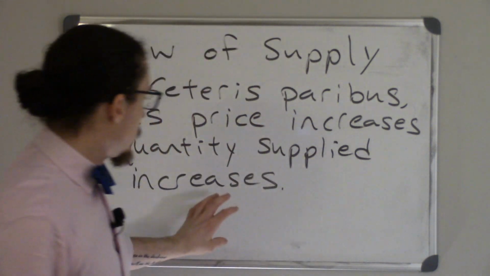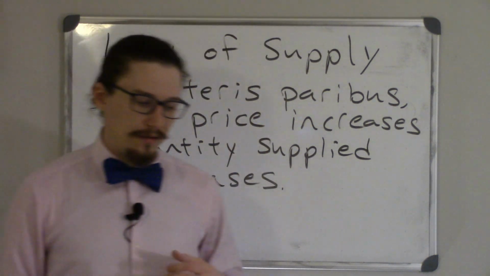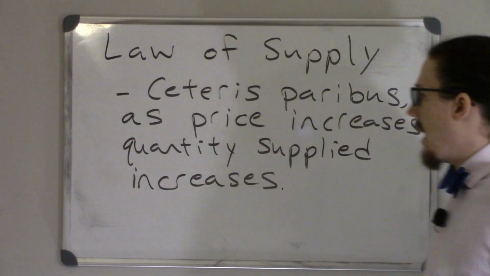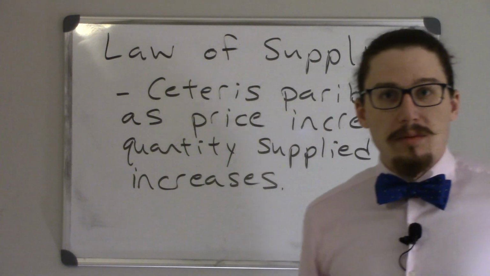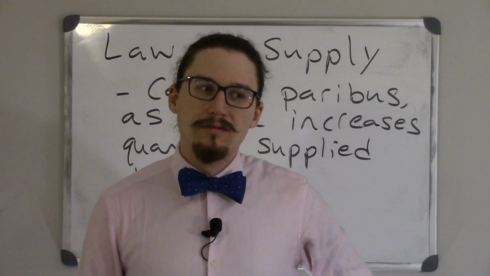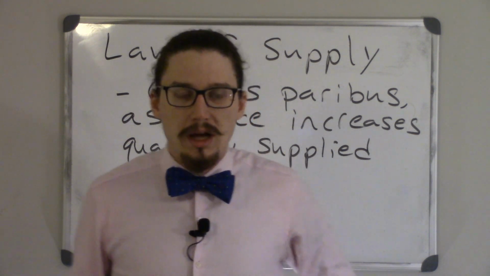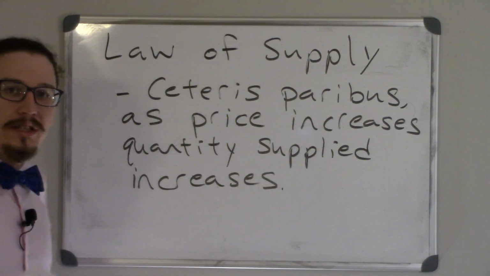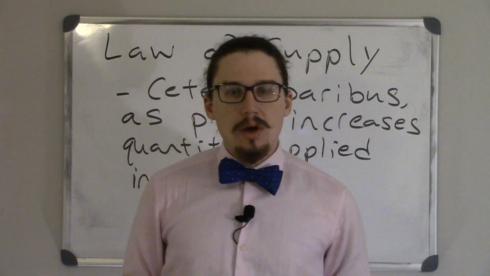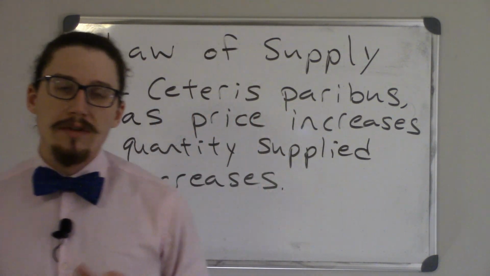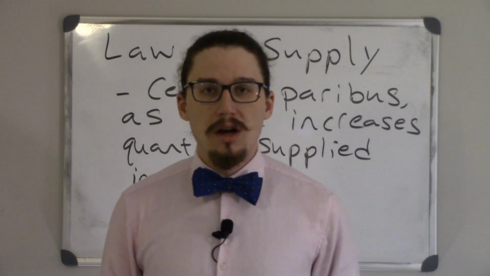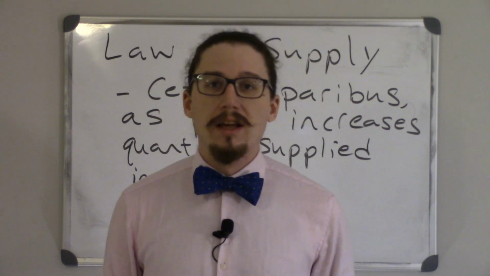Fundamentally, this makes sense. If you can charge a higher price, then you can get a higher profit and make more money. So of course, if the price is higher, you're going to increase the amount of good that you're supplying. While this is true, it's not the whole picture. The supply curve is derived based off of producer costs, so how much it's costing producers to make a good.